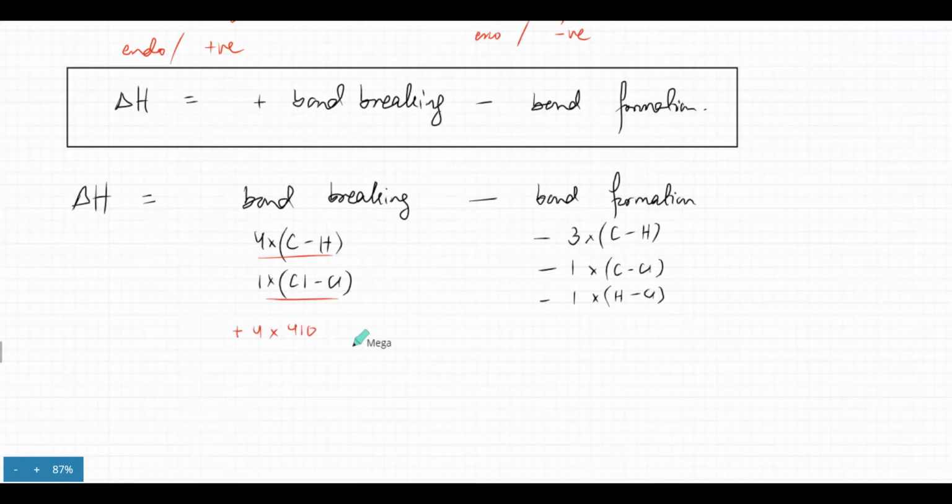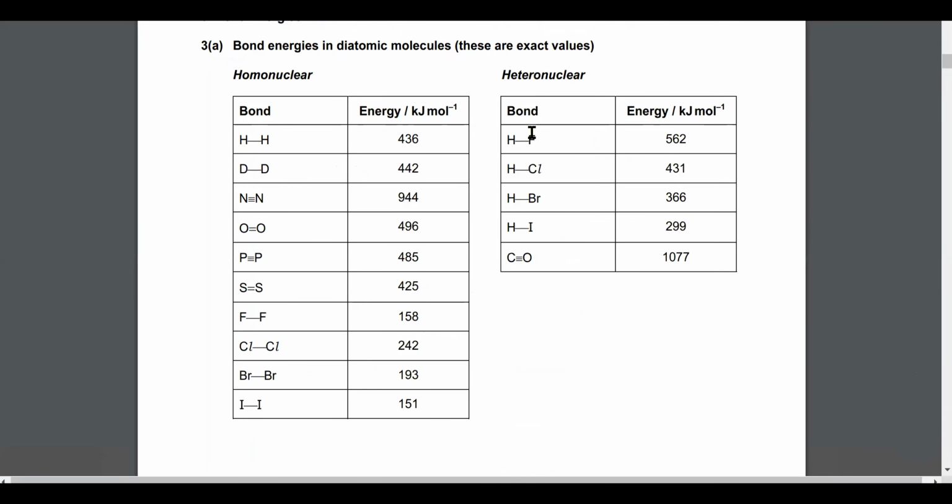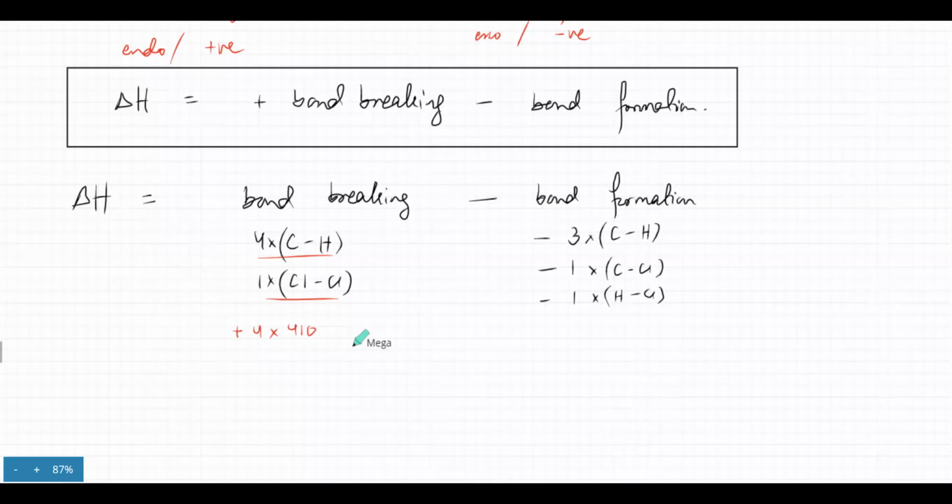And then you have to break the CL bond. Go and have a look. This is a diatomic molecule. So the CL bond would be on the other page, which is here. You can have a look at the CL bond. It's given as 242. So that's plus 242. And the other values, they would be all exothermic.